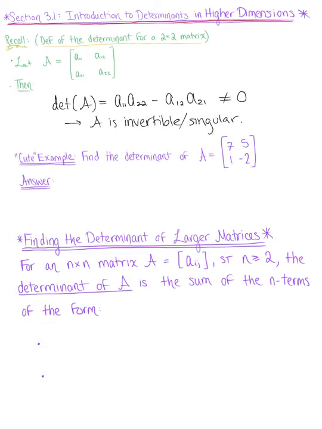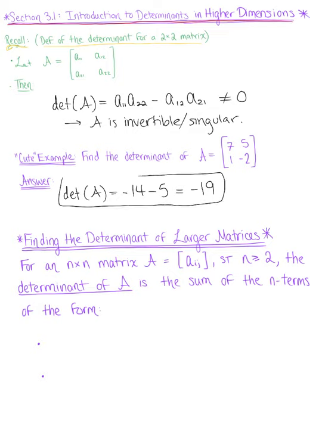So let's look at a quick example here. We're asked to find the determinant of matrix A, where A is defined as the matrix 7, 5, 1, 2. Plugging these entries into our formula, the determinant of A is 7 multiplied by negative 2, which is minus 14, minus 5 times 1, which is 5, leaving us with a determinant of negative 19.